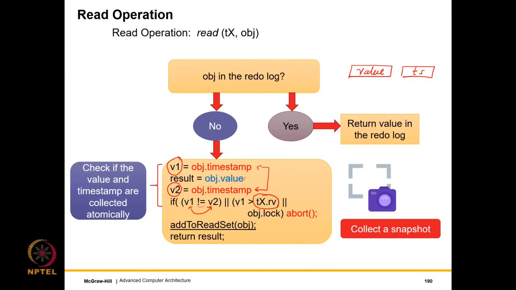So given the fact that the variables have become stale, we bail out, we abort. And of course, if the object is locked, then also we abort. All right, so we check for these three things. So this makes reads expensive. And then we add the read to the read set if this check succeeds, and we return the result.